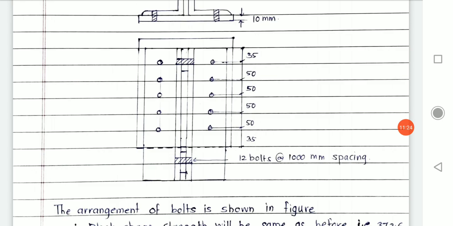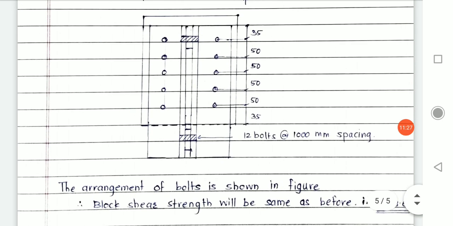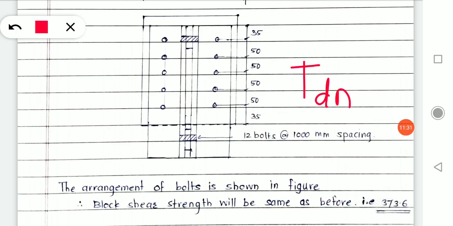Now, coming to the TDN calculation. TDN calculation is net rupture, okay, rupture of net area. Now, will this value change? No, even TDN remains same. Why does TDN remain same? See here.